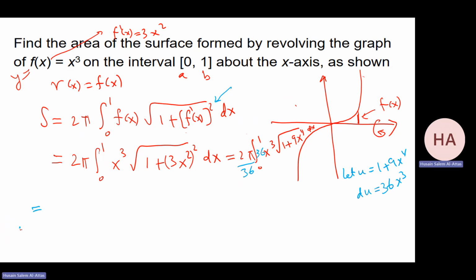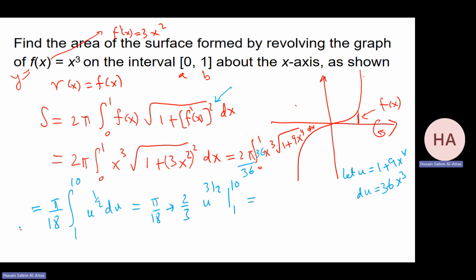So that gives me what? π/18, from where to where? If x is 0, I have u = 1. If x is 1, I have u = 10. So the integral of u^(1/2) du gives me π/18 times 2/3 u^(3/2) from 1 to 10.